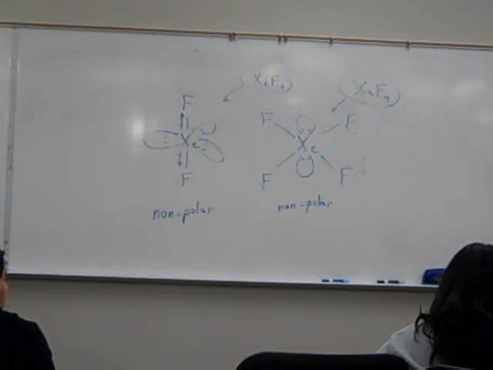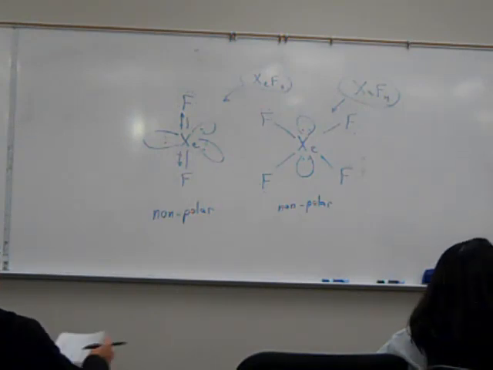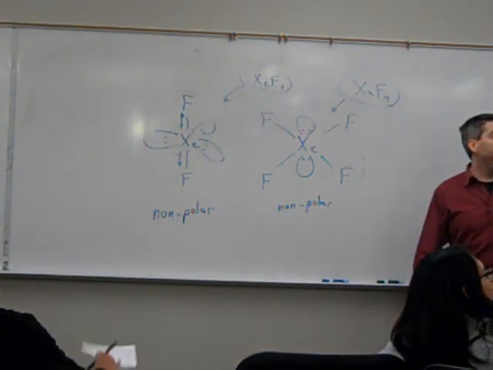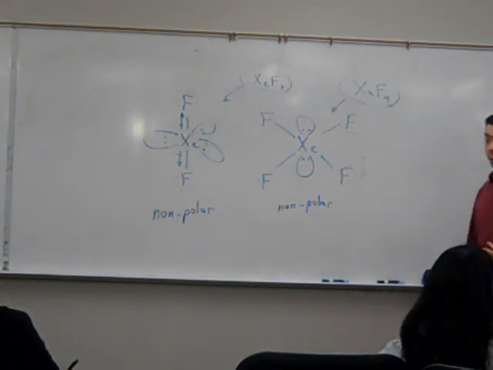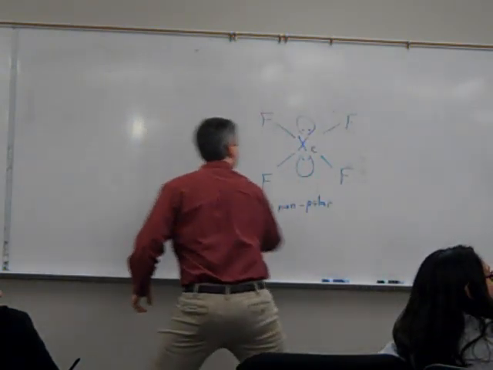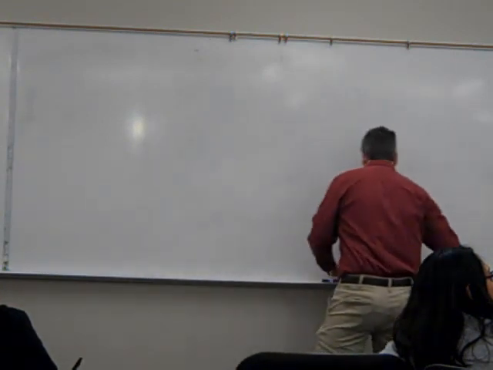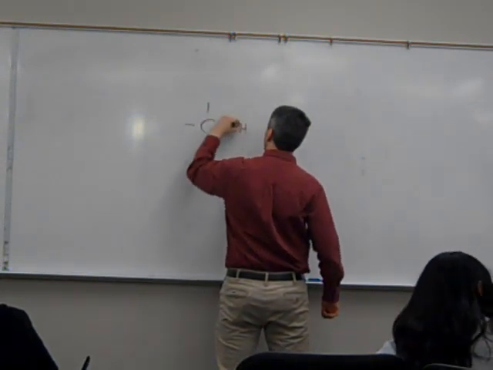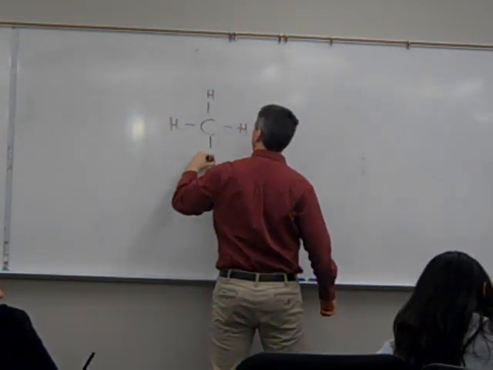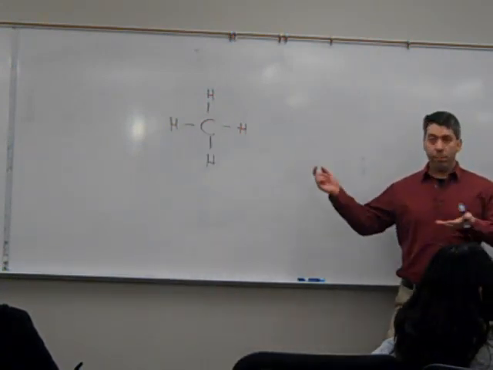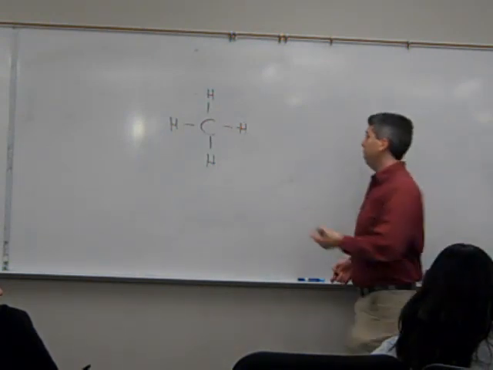Now, what if there's no electrons on the central atom? If there's no lone pairs on the central atom, and the atoms bonded to the central atom are the same, then it's going to be nonpolar. What are some examples of that? Let's take a look. If you have CH4, no lone pairs, and all the atoms on the central atom are the same, right? So that's going to be nonpolar.